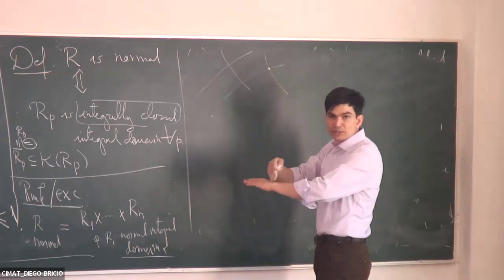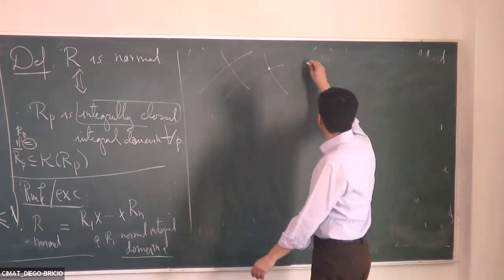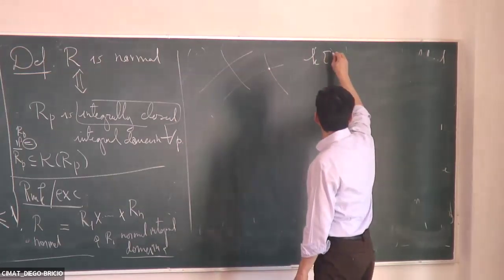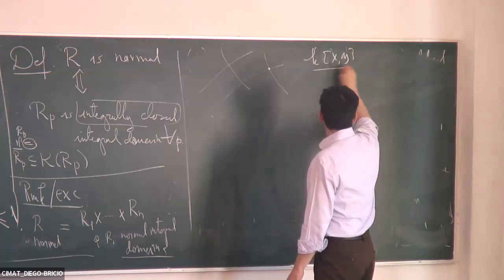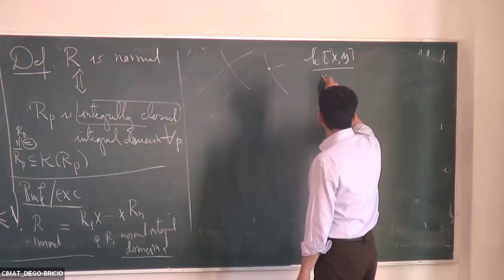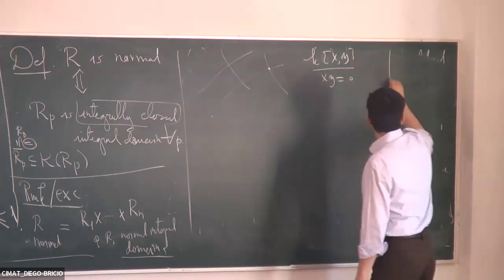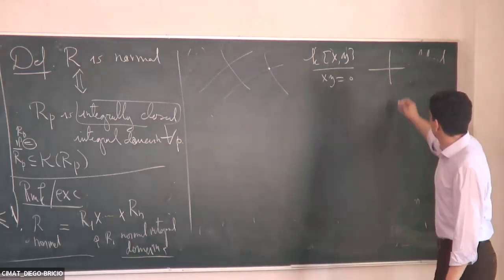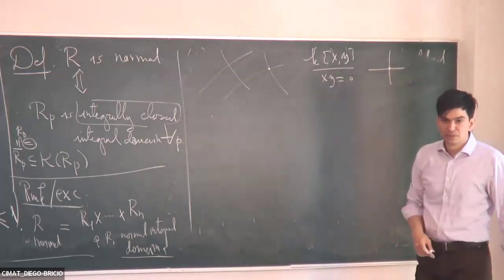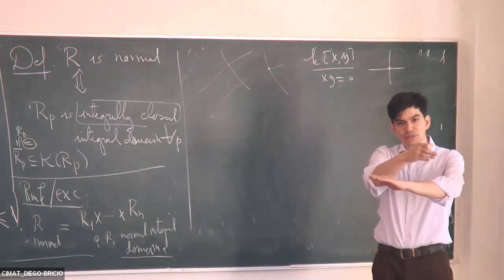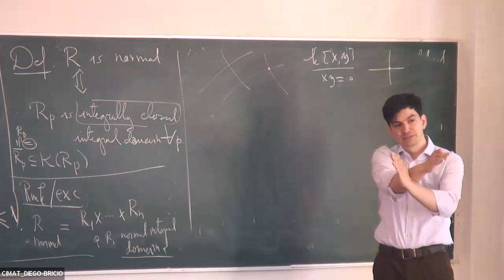Normality rules out that you cannot have those intersections. For example, you can take the ring, which is just the axis, you know, and it's not normal here. Normality rules out irreducible components intersecting.